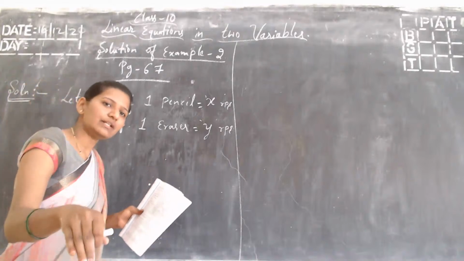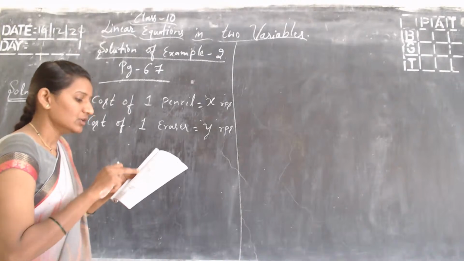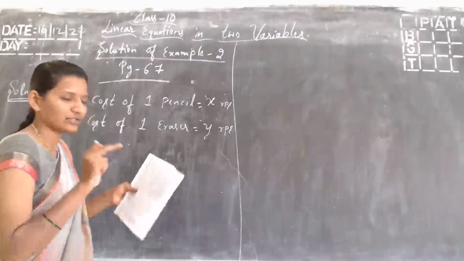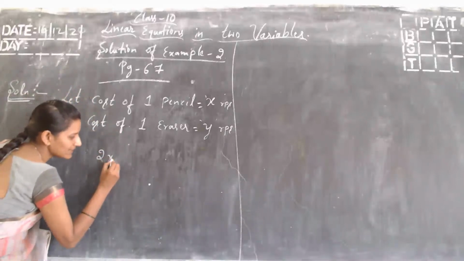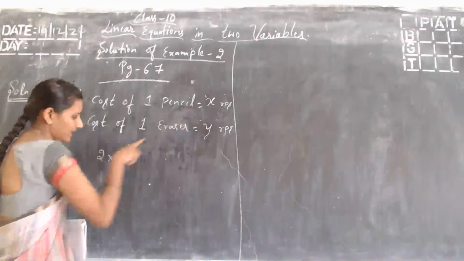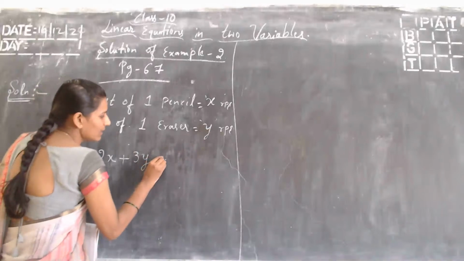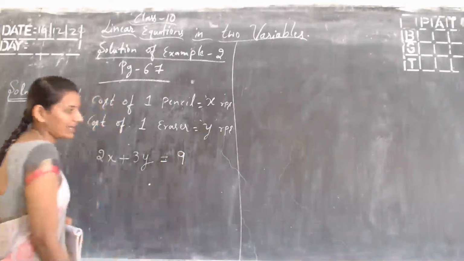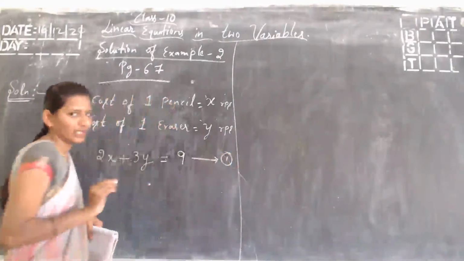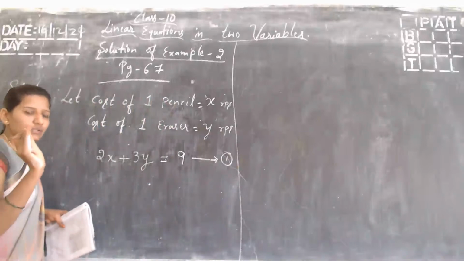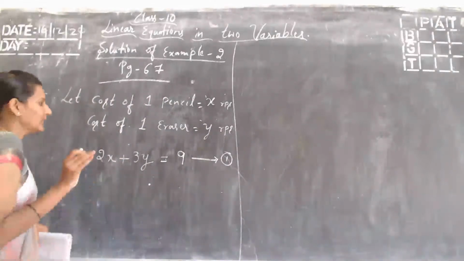Now by using the given question, Romila went to a stationery shop and purchased 2 pencils and 3 erasers for 9 rupees. So here she has bought 2 pencils, pencil is written as x, and 3 erasers, erasers are written as y, for 9 rupees. Take this equation as 1. Like this, we have to make the equation by using the given statement.